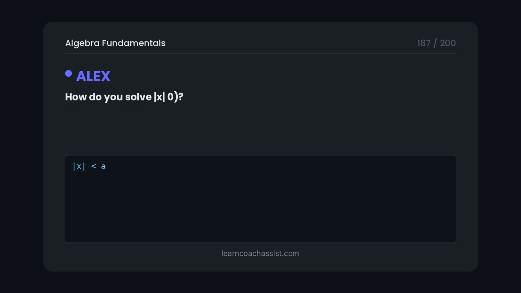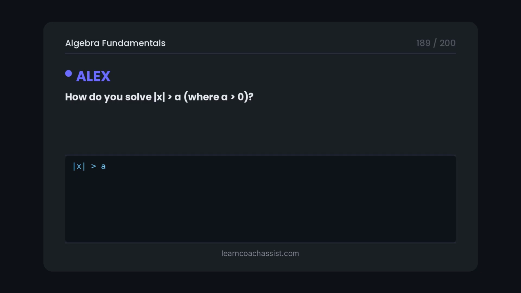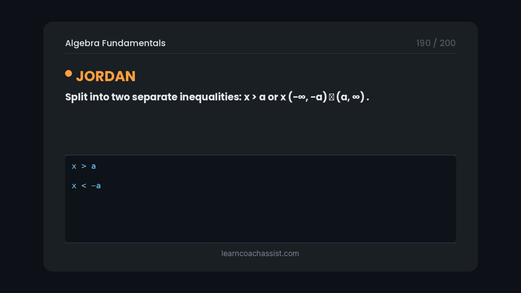How do you solve |x| < a where a > 0? Rewrite as a compound inequality: minus a < x < a. How do you solve |x| > a, where a > 0? Split into two separate inequalities: x < minus a or x > a, so x is in (minus infinity, minus a) union (a, infinity).